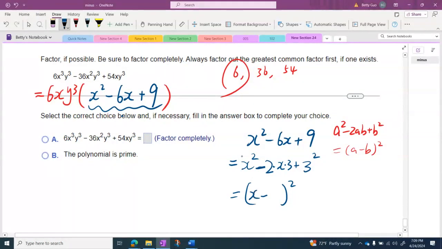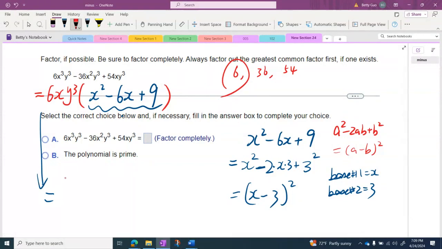First base is x. Second base is 3. So x minus 3 to the power 2. Don't forget, we have a 6xy cubed in front. And then we have x minus 3 to the power 2.